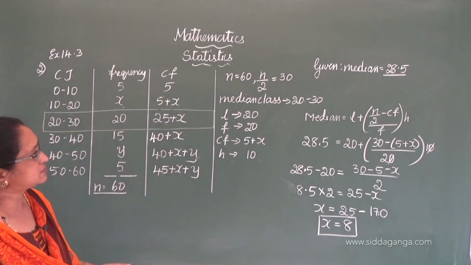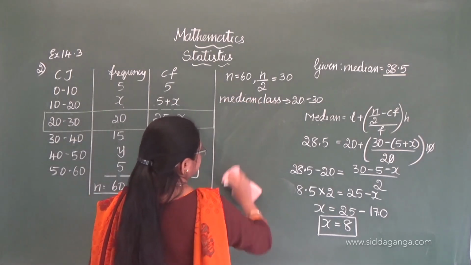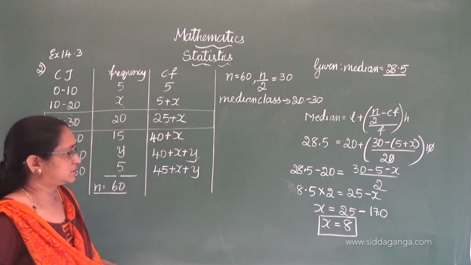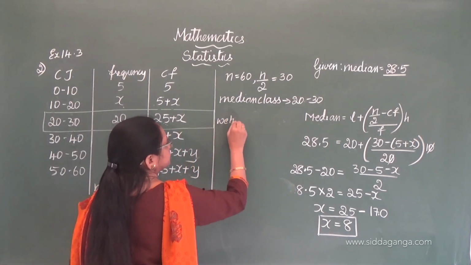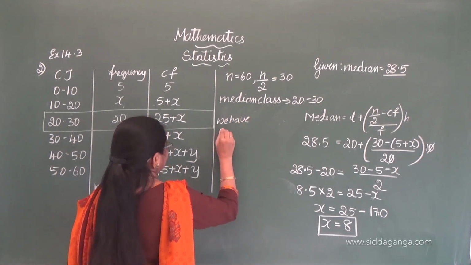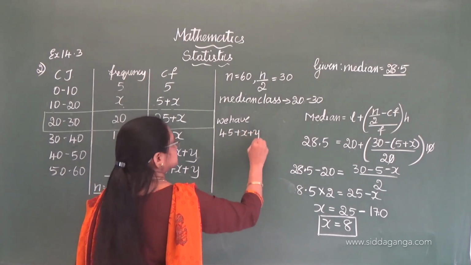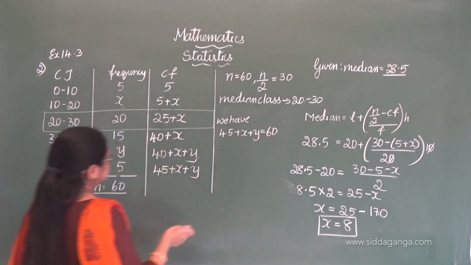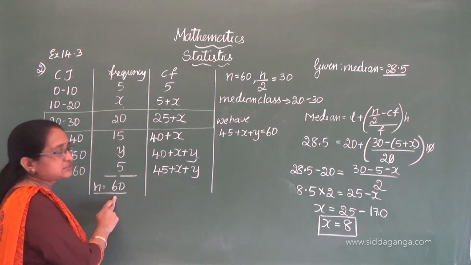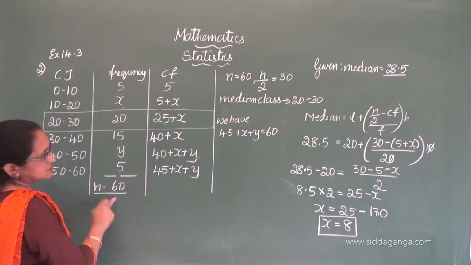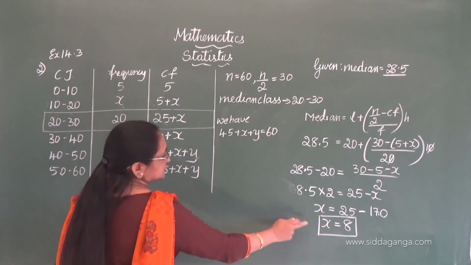I hope it is clear. So, shall I rub this part? Okay, now continue this. So we have 45 plus x plus y is equal to 60. Why? Because I told you n, that is the summation of frequency, the sum of all the frequencies, is 60. So this should be 60.